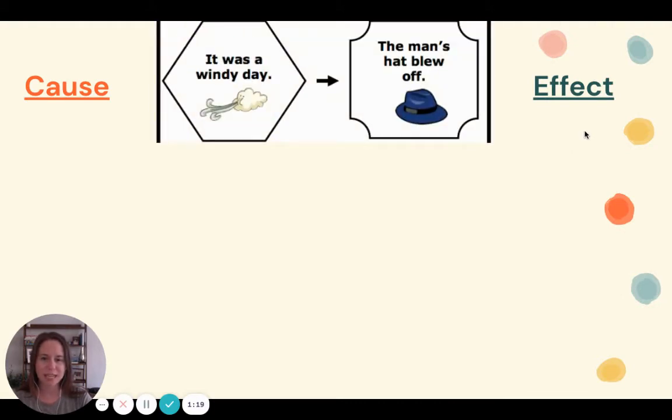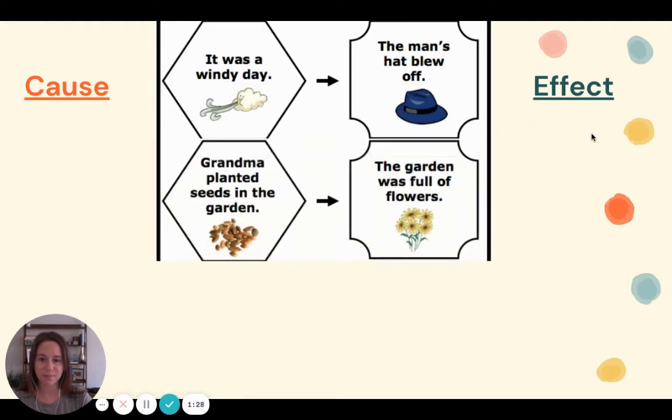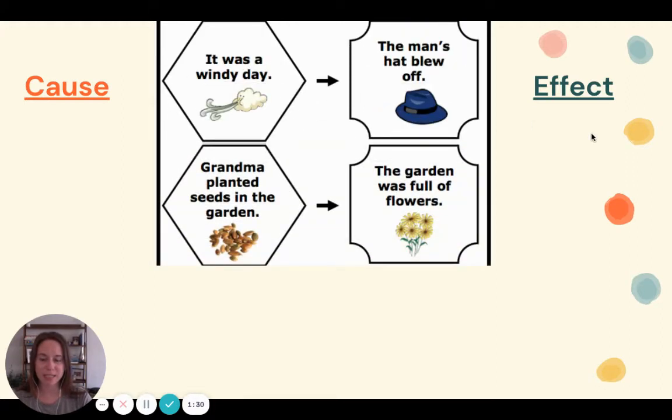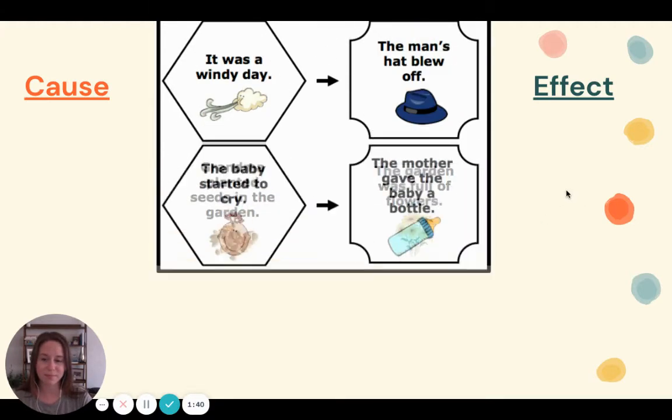It was a windy day, so the man's hat blew off. The windy day was the cause. The man's hat blowing off was the effect. Grandma planted seeds in the garden. Therefore, the garden was full of flowers. Planting seeds in the garden was the cause. The garden full of flowers was the effect.